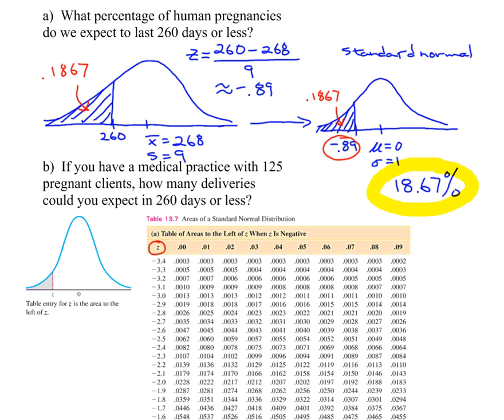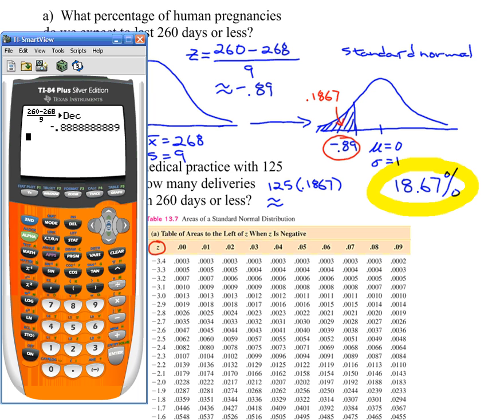The next part asks us, if we have 125 patients, how many deliveries are we going to expect in 260 days or less? Well, we know 18.67% of these pregnant clients will deliver in 260 days or less. So if we take 125 times the 18.67%, as a decimal, of course, that will give us how many pregnancies we can expect to deliver in 260 days or less. Again, we'll let our calculator do that for us.